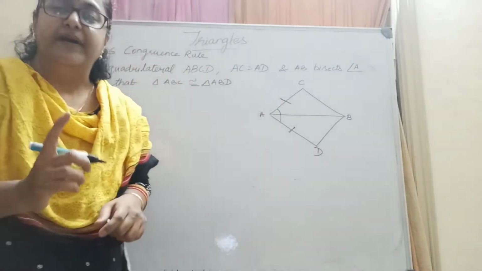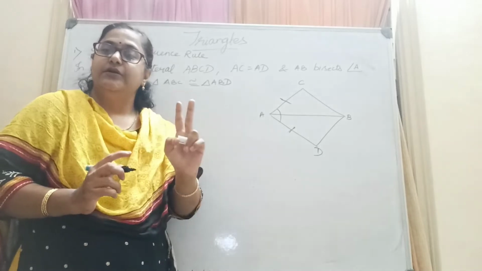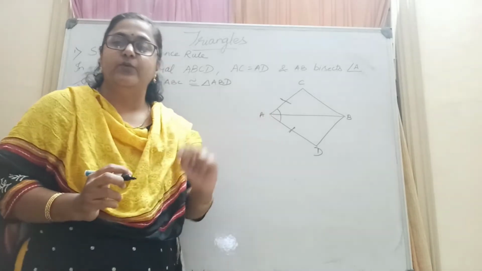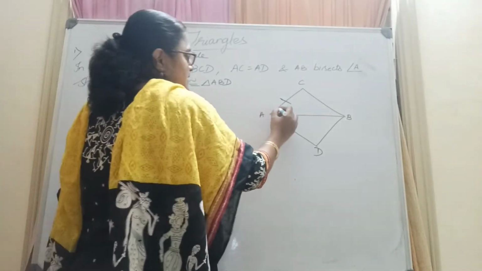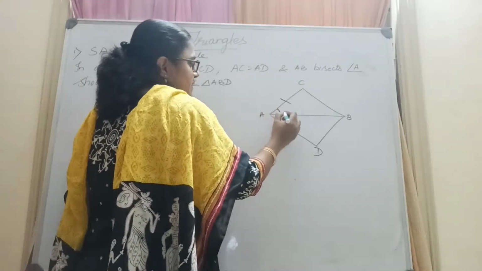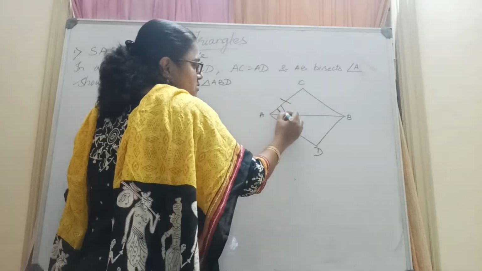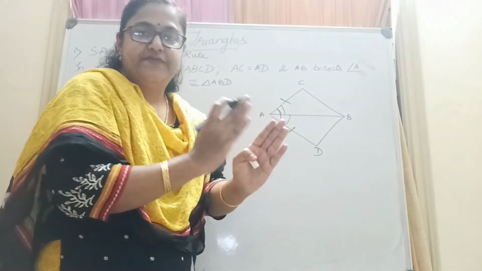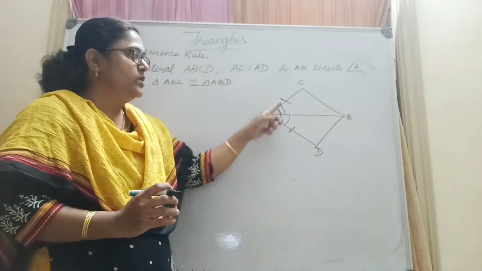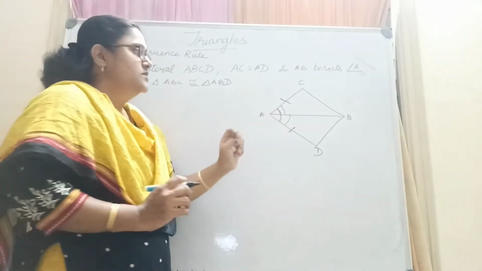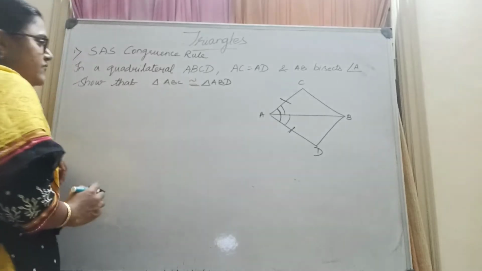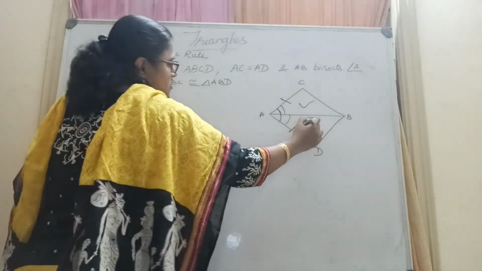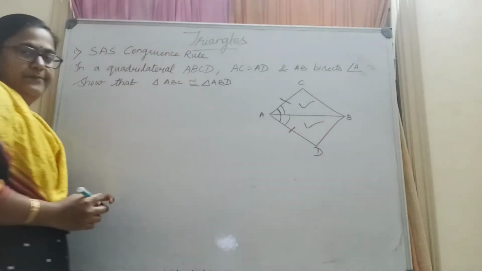What is the meaning of bisects? Bi means two. Bisects in the sense it divides the angle into two equal parts. That is, this angle will be equal to this one. Two halves. It is divided into two equal halves. So that is the information given. We have to prove that the triangle ABC, that is this triangle, is congruent to triangle ABD.